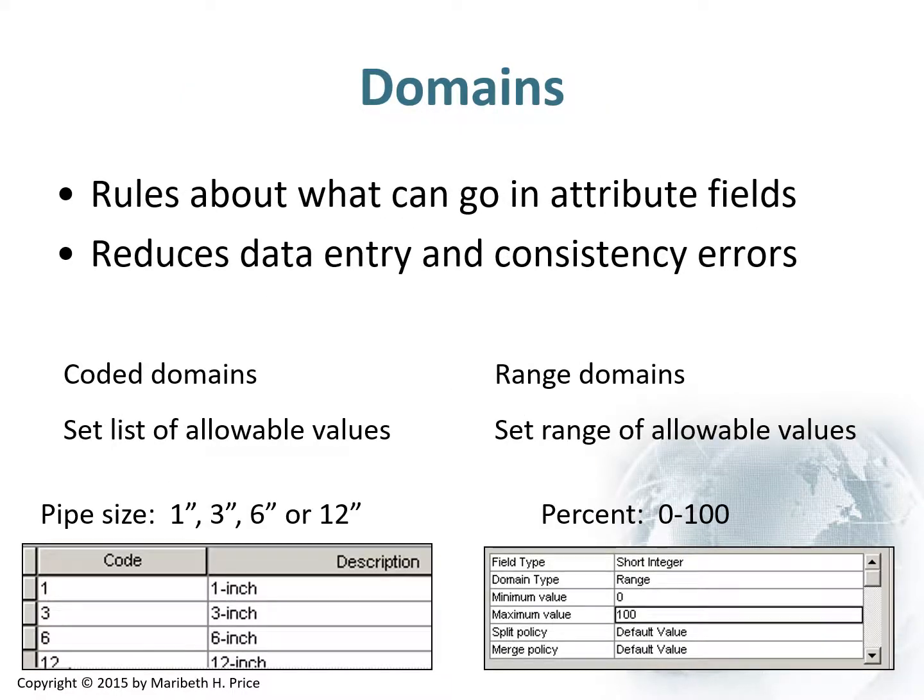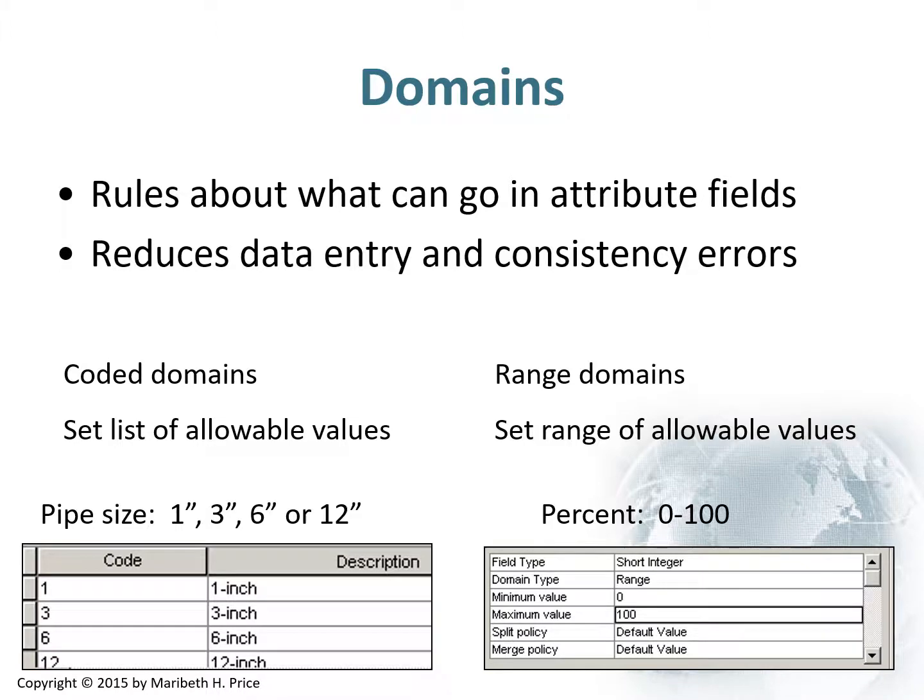Domains. Domains are rules about what can go in an attribute field, and it reduces data entry and consistency errors. So for example, if you have a coded domain and you have a set list of allowable values, say you have an input field of pipe sizes: a 1 inch, a 3 inch, a 6 inch, or a 12 inch, you can literally use a coded domain of 1, 3, 6, or 12, and then a description box would populate based on the code you put in. 1 would then give you a description of 1 inch, 3 would give you a description of 3 inch.